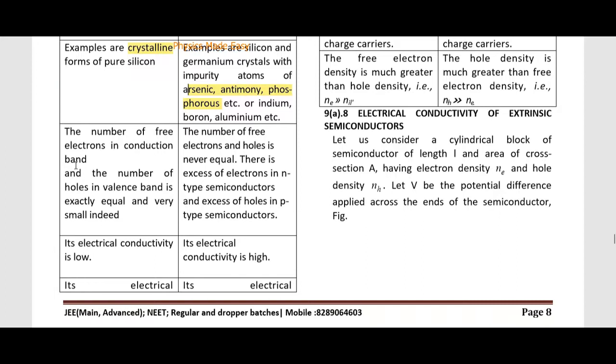Number of free electrons in the conduction band and the number of holes: note down, free electrons are always in the conduction band and holes are always in the valence band. In intrinsic semiconductors, the number of holes in the valence band and the number of electrons in the conduction band are equal, that is Ne is equal to Nh. In extrinsic type, they are never equal. And here I would like to say Ne is larger than Nh in the case of N-type.